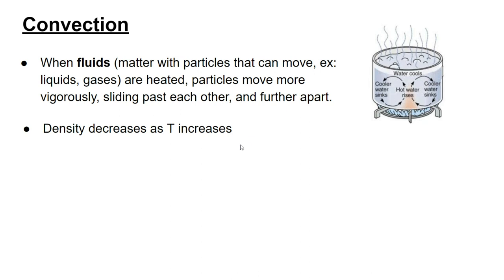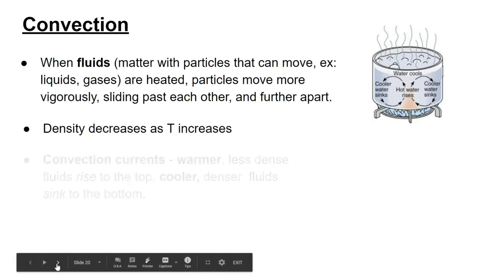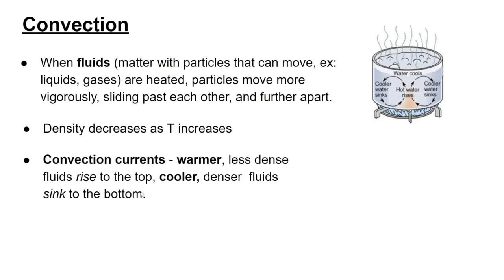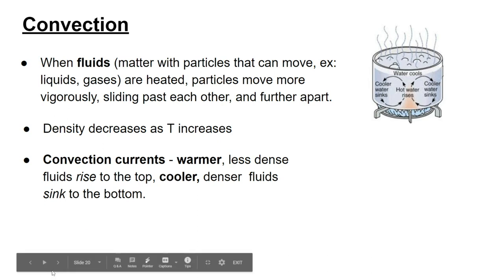What happens is, as the temperature goes up, the mass is the same, and density being mass over volume, the volume goes up, so the density goes down. What happens when this density goes down is that it results in a convection current. The warmer, less dense fluid rises to the top, and the cooler, denser fluid sinks to the bottom.